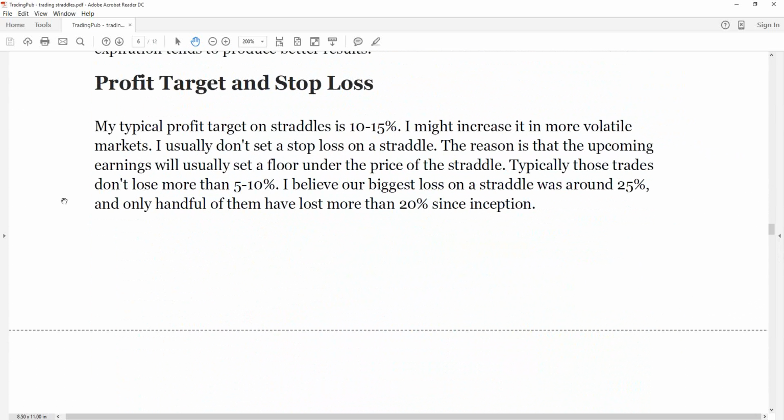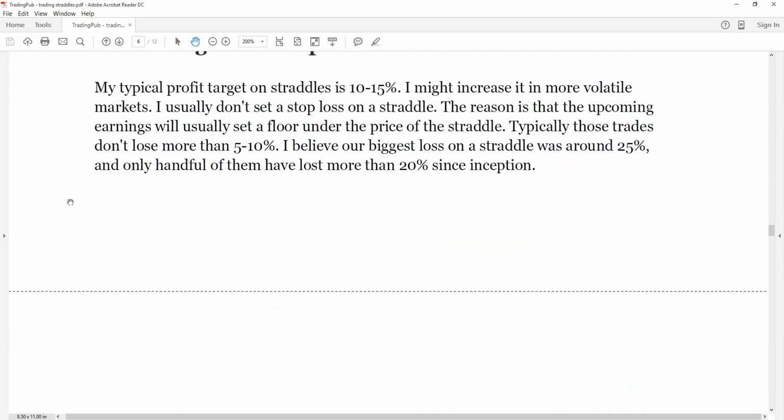Now, I usually don't set a stop loss on the straddle, and the reason is that the upcoming earnings will usually set some kind of floor under the price of the straddle. So even if negative theta is more than the increase in the implied volatility, it is still very unlikely that the trade will lose much more than 5-10%. And again, I believe our biggest loss on the straddle was around 25%.